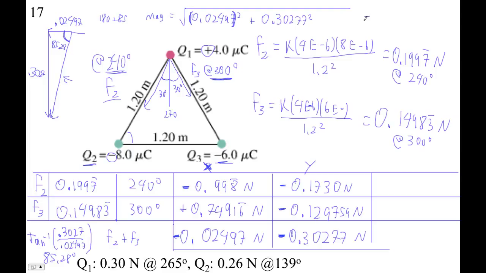Okay, so this is 0.3038 newtons is our magnitude. All right, so that's our answer right there. Right, there's our answer right there. I'm going to hit the erase button, and we can look at the direction of the forces on Q2. Okay.